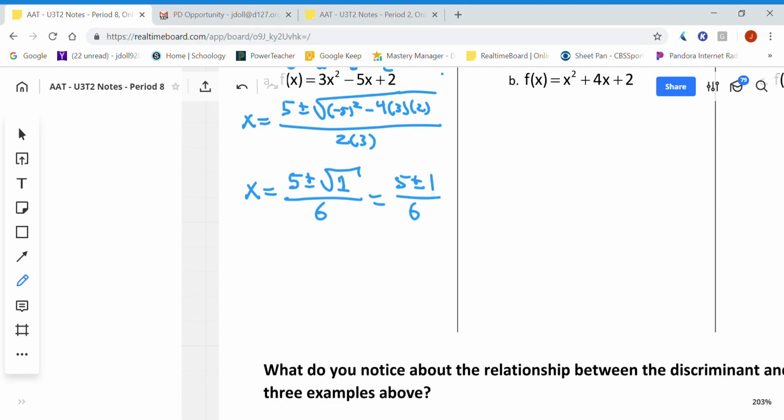And again, we can simplify this further, because 5 plus 1 divided by 6 is a specific value, and 5 minus 1. So 5 plus 1 is 6, 6 divided by 6. So one of my zeros would be +1. 5 minus 1 is 4. 4 over 6 would simplify to 2/3. All right, so we would have, in this case, 2 real zeros there.